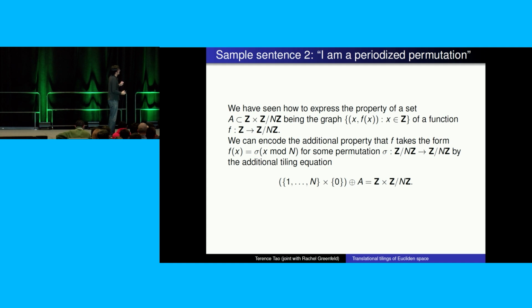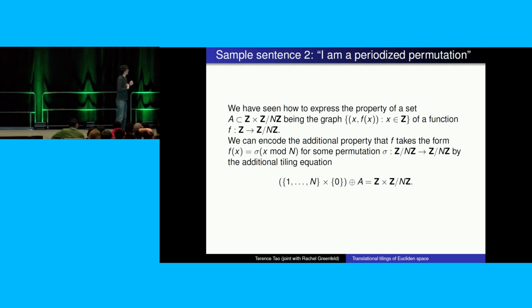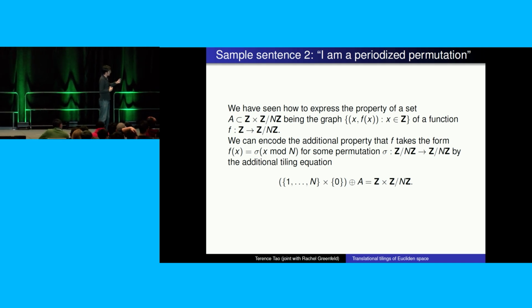And so those functions, for example, if you take Z mod 4Z, the permutation that sends 1, 2, 3, 4 to 1, 4, 2, 3, say. That's a permutation, and you can unfold it and you get a sequence 1, 4, 2, 3, 1, 4, 2, 3, 1, 4, 2, 3. This is what I call a periodized permutation from Z to Z mod 4Z. And the property of being a periodic permutation in the horizontal direction is also expressible as a tiling equation. It's very similar to the previous example, but instead of using a vertical line segment as your tile, you use a horizontal line segment as your tile.